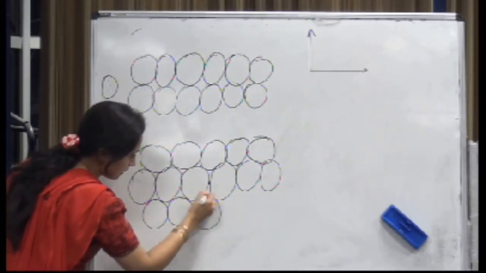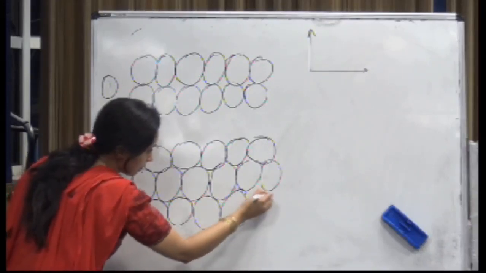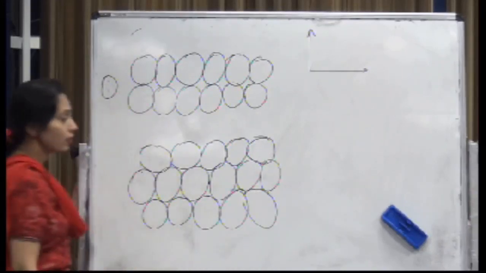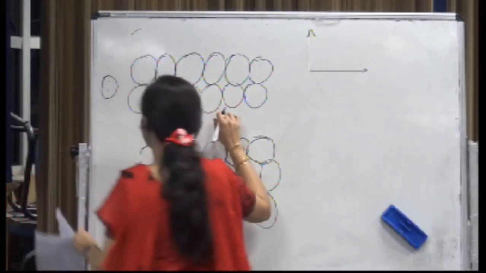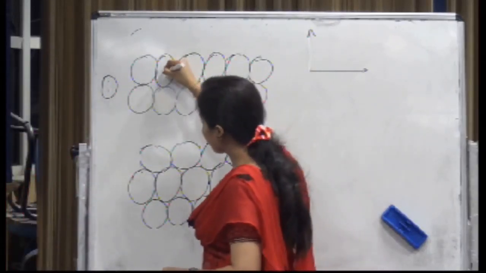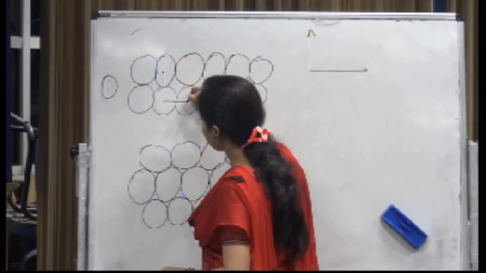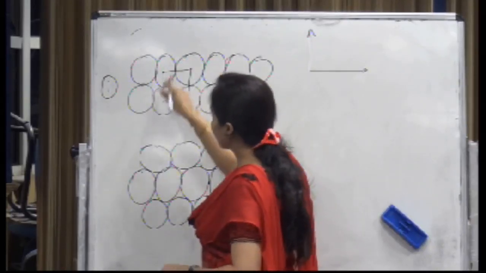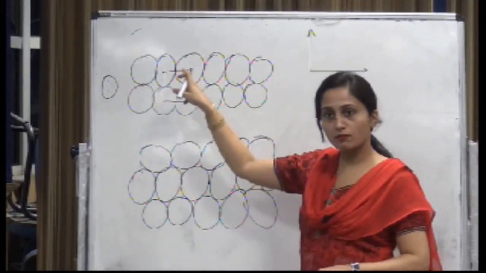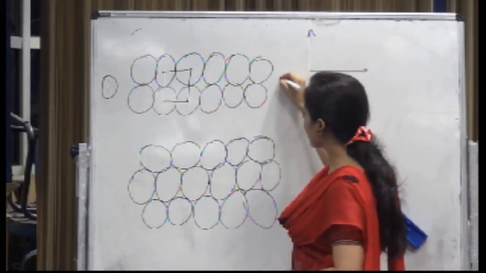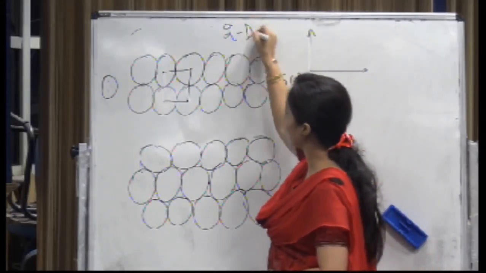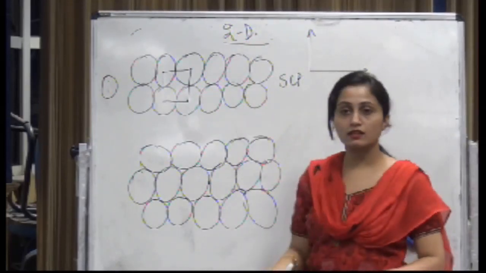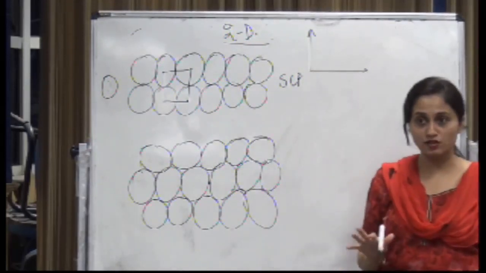Now you are placing it in the depressions. Seen? Now when you actually do this and join the centers of these atoms, can you see what's getting formed? Square. So this is known as a square close packed structure, and remember we are talking only about the two-dimensional case. It is a square close packed structure.